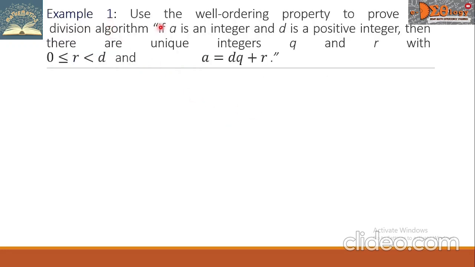Example 1. Use the well-ordering property to prove the division algorithm. If a is an integer and d is a positive integer, then there are unique integers q and r with r between 0 and d, and a equals dq plus r. Remember, a here is the number, d is the divisor, q is the quotient, and r is the remainder. Also, the range of values of r is 0 to less than d.